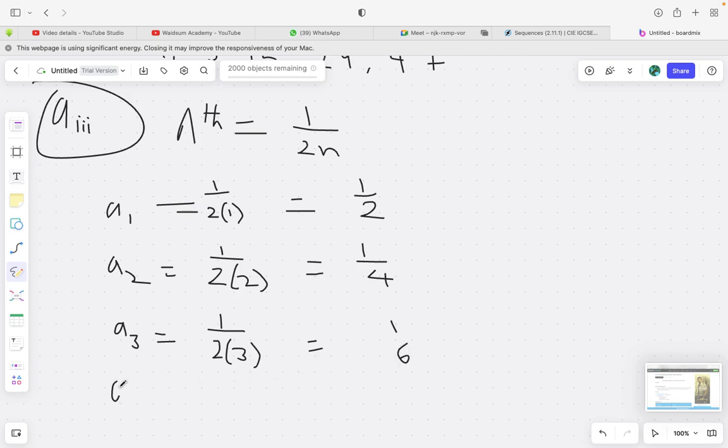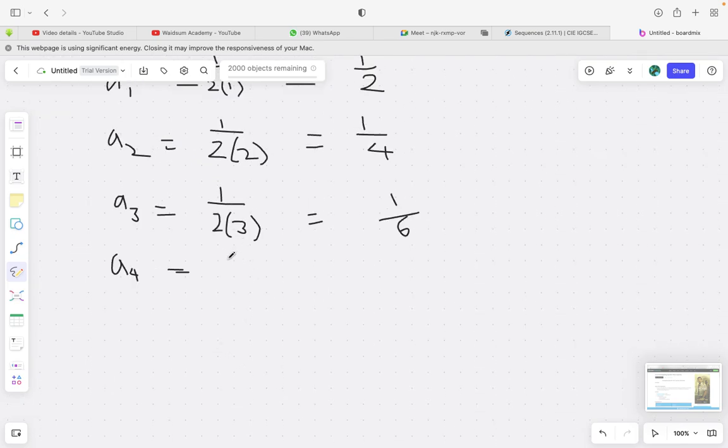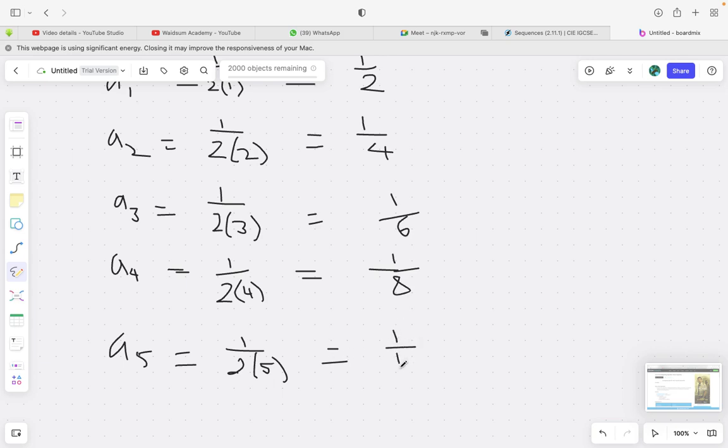Then for your position 4, n will be in the fourth position. So 2 times 4 will be 8. Your A4 will be 1 all over 8. Then for position 5, this will be 1 all over 2 times 5, for your fifth term. 2 times 5 is 10. This will be 1 all over 10.